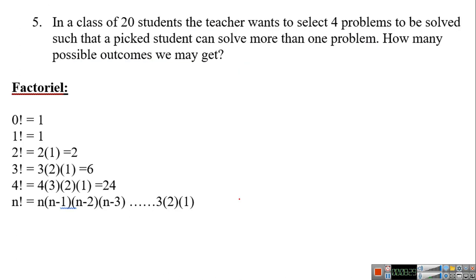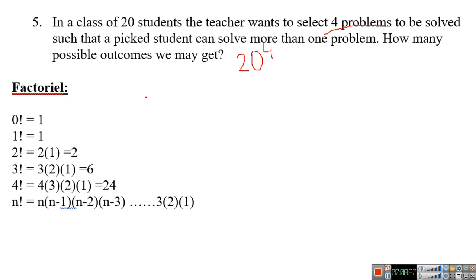In a class of 20 students, the teacher wants to select 4 problems to be solved such that a picked student can solve more than 1 problem. How many possible? So a student can solve 1, 2, 3. So repetition of students is allowed. So it's 20. How many students do I have? I have 20. How many picks do I have? I have 4, so it's 20 power 4.